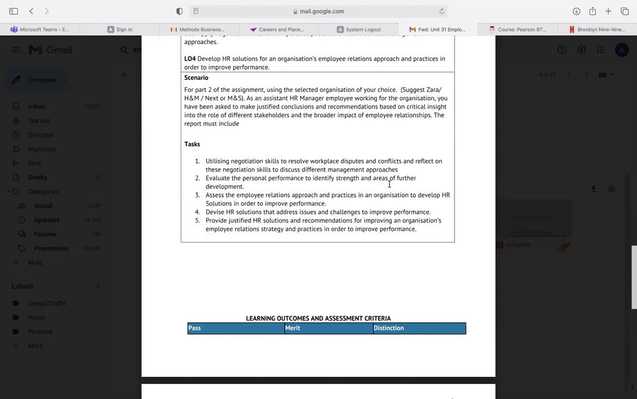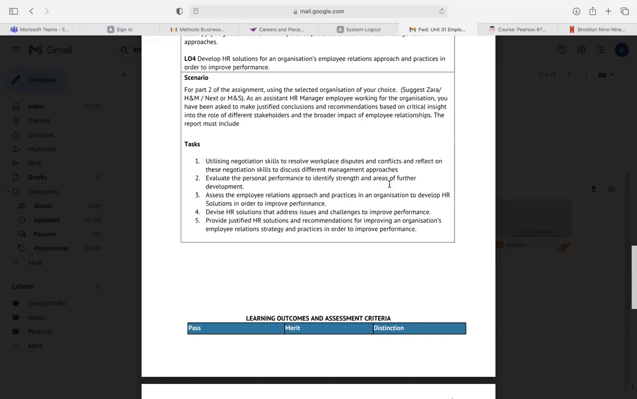And the last task is provide justified HR solutions and recommendations for improving an organization-employee relationship strategy and practices in order to improve performance. So how correct HR solutions are put in place, and the recommendations that you're given are probably justified, because if you don't do that, then you're essentially using the unethical way. And in the long run, it's going to catch up with you, because someone might actually know, I know my rights. I can go to the union. I can stop this. I'm not going to be forced to sign a non-disclosure agreement.